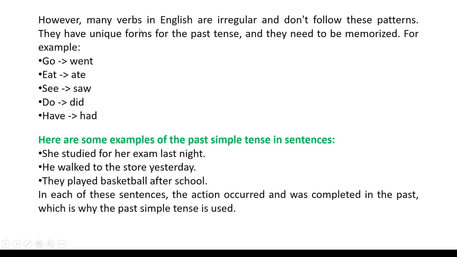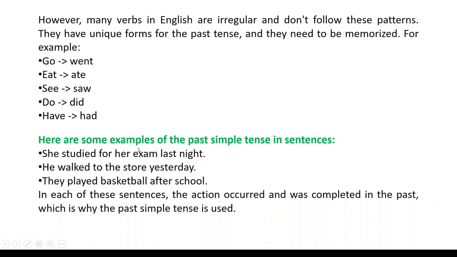However, many verbs in English are irregular and don't follow these patterns. They have unique forms for the past tense, and they need to be memorized. For example, go, went, eat, ate, see, saw, do, did, have, had.